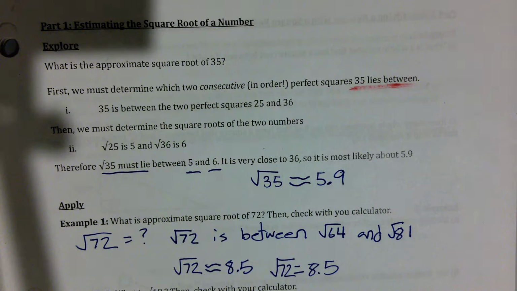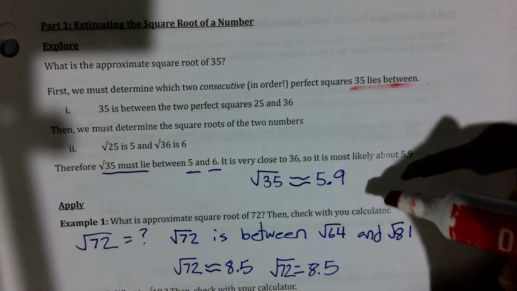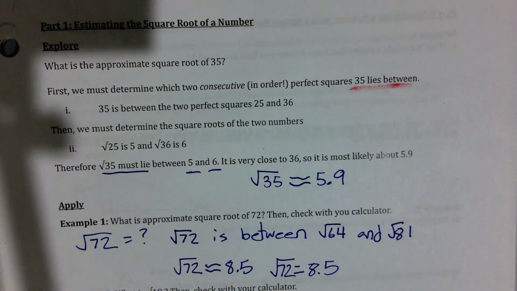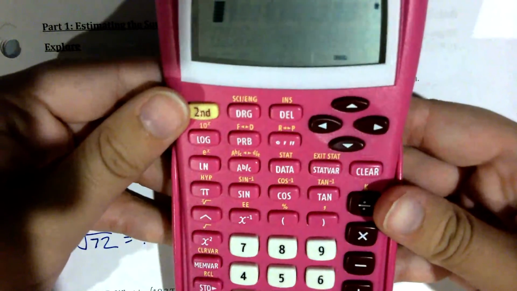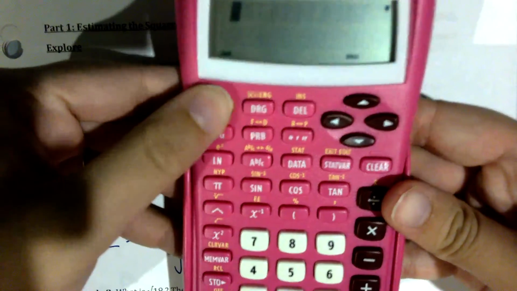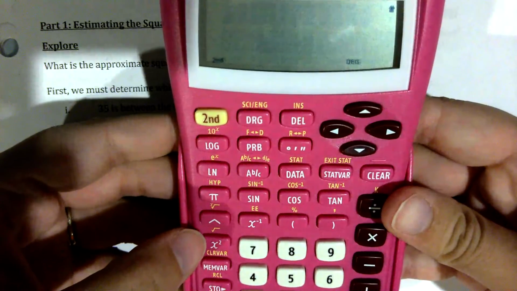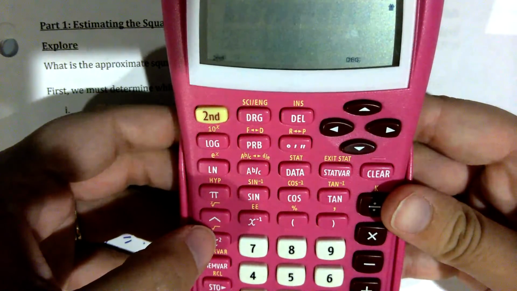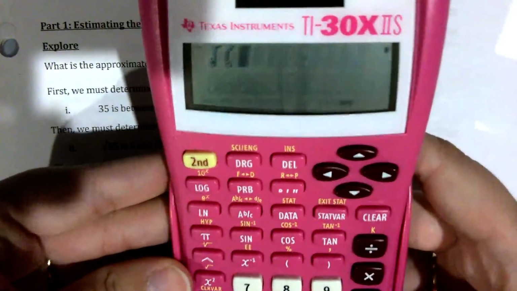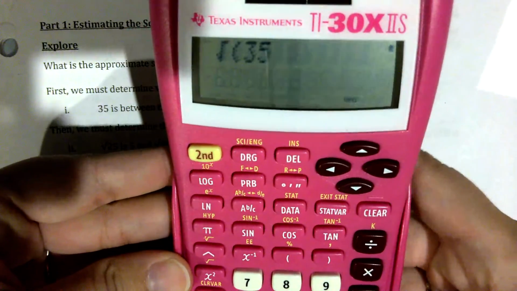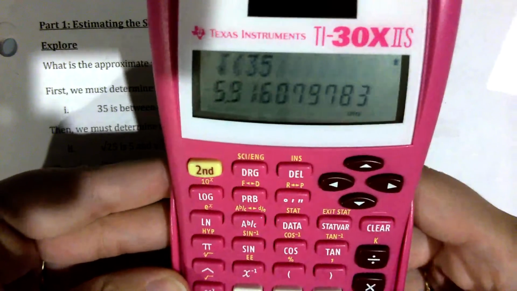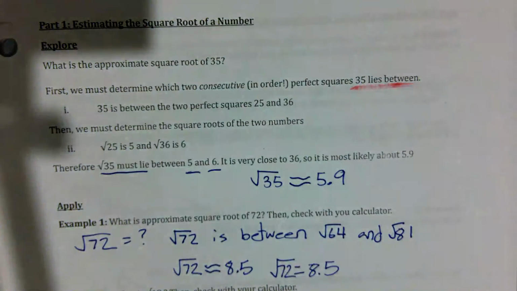35 is pretty close to 36, so I'm going to guess that the square root of 35 is 5.9, if the square root of 36 is 6. Then I'm going to check with my calculator using the square root button. For my calculator, I have to click second function, and then on the x squared, there's a square root button above it. 35, 5.9. Good guess, good estimating.